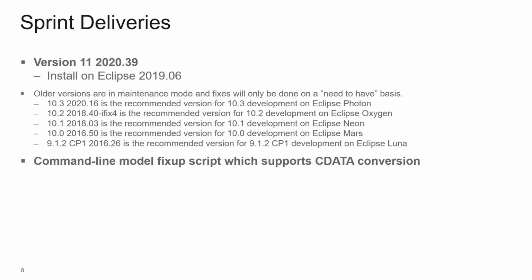There is also another delivery, which is a command line model fix-up script, which fixes the C++ data conversion that we talked about in the last sprint demo. So now you can run this from the command line in case you need to update multiple models more easily than running the model fix-up. So I think that's it.